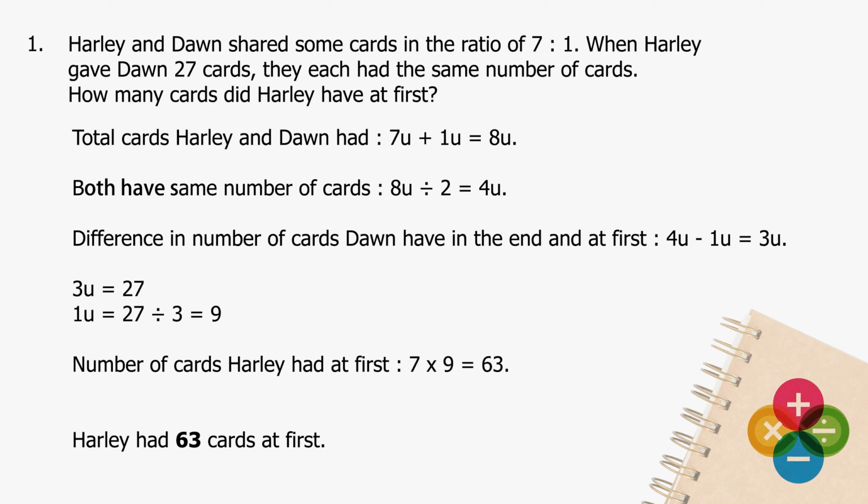The total number of cards Harley and Dawn had will be, add 7 units to 1 unit, and the sum is 8 units. The number of units when both have the same number of cards will be, divide 8 units by 2, and the quotient is 4 units. The difference in the number of cards Dawn has in the end and at first will be, subtract 1 unit from 4 units, and the difference is 3 units. 3 units is equal to 27. 1 unit will be, divide 27 by 3, and the quotient is 9. The number of cards Harley had at first will be, multiply 7 by 9, and the product is 63. Harley had 63 cards at first.